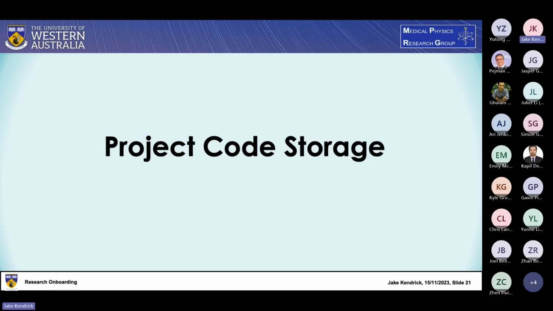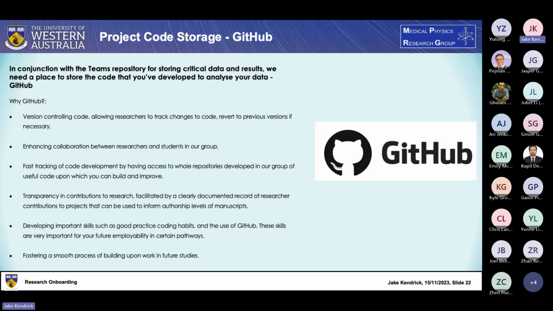Okay. So we'll move on to project code storage. As I mentioned, we're going to be storing code not in the Microsoft Teams repositories, but we are instead going to be using GitHub to store the code that we've developed throughout our project. So why are we going to be using GitHub? Well, this allows us to version control code, which means we can track changes to it, revert to previous versions if necessary. It's also going to enhance collaboration between researchers and students in our group.